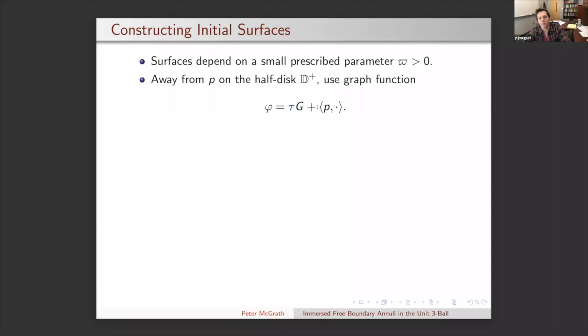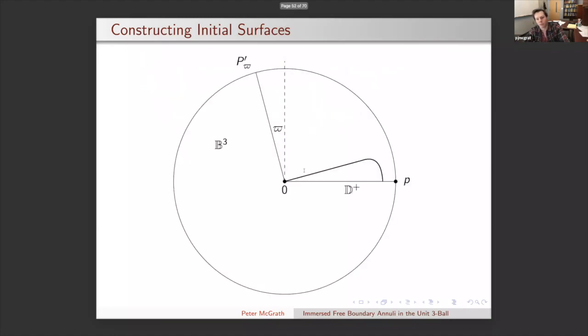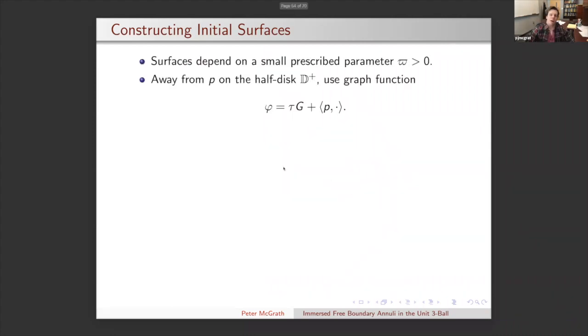multiplied by a small number tau. And then you also add this function, which is just a linear function that has growth at p. So this is really just telling you that you're going up. If you choose to think of the thing as a graph over the disk, you have the Green's function, but then you have growth going up. And so this was a solution of the Jacobi equation over the disk, and this linear function is also a solution of the Jacobi equation over the disk. And together they have a bunch of symmetries.